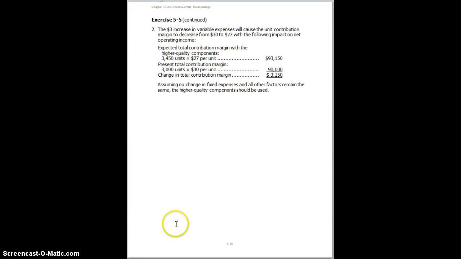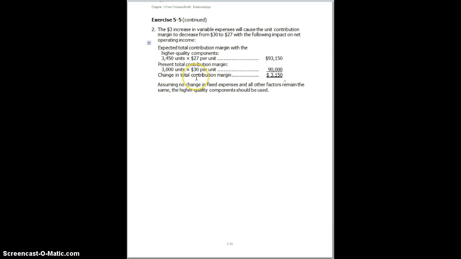A way to look at this problem is to look at the current contribution margin compared to what the contribution margin will be if we make this change. So the $3 increase in variable cost will cause unit contribution margin to decrease from $30 to $27. As given in the book, the original contribution margin is $30 per unit. It'll now drop to $27 because the variable cost is increased by $3 a unit.